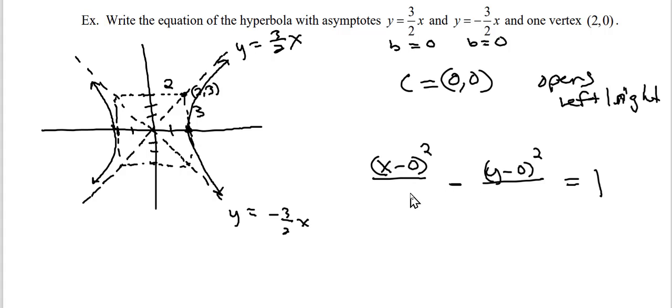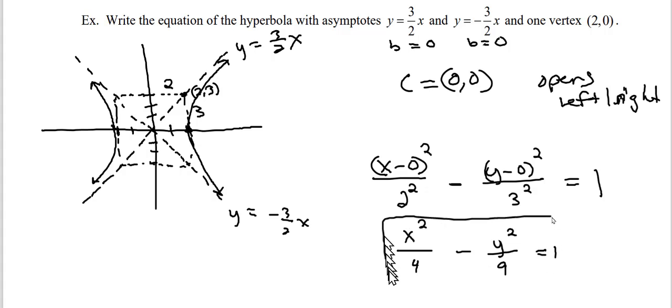Under the x, from the center out to the vertex, is a distance of 2 squared. I have to square that distance, always, on all of these. Vertically, I go a distance of 3 squared. Simplifying this, I get x squared over 4 minus y squared over 9. Sometimes my brain thinks ahead. Okay, that's the equation of that hyperbola with those asymptotes and a vertex at 2, 0.